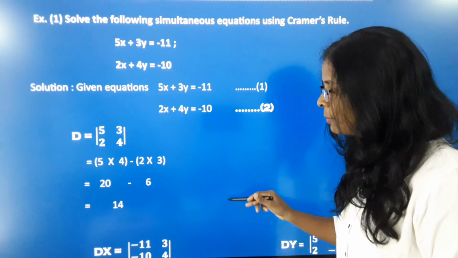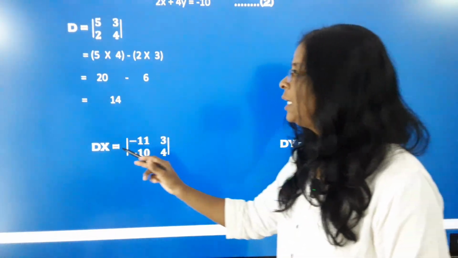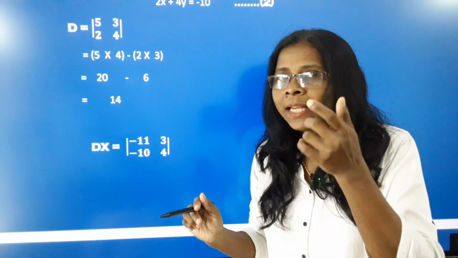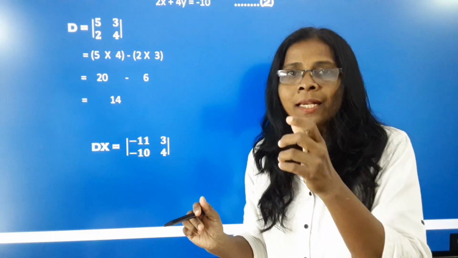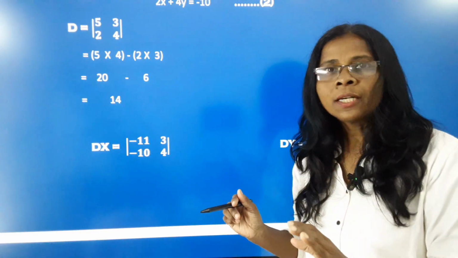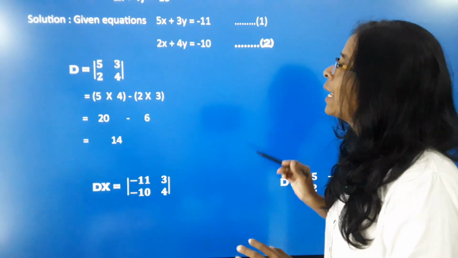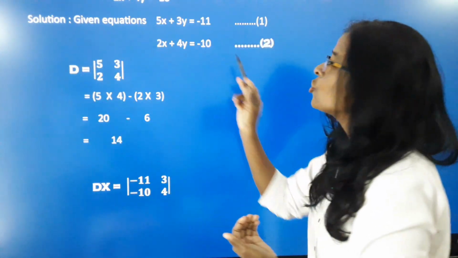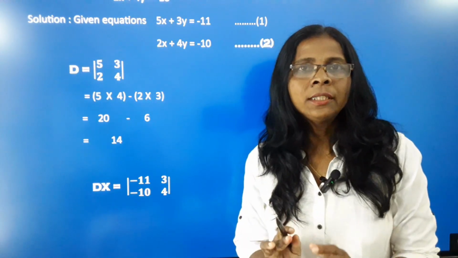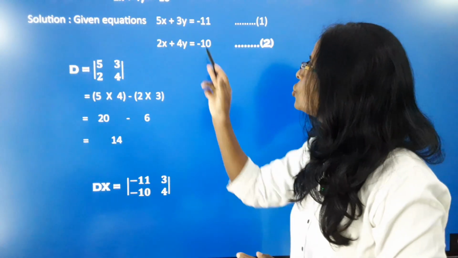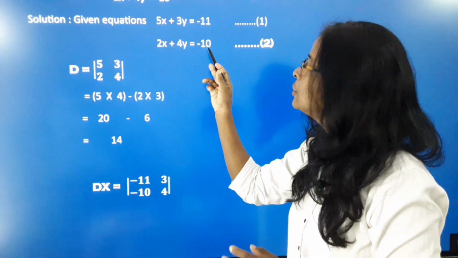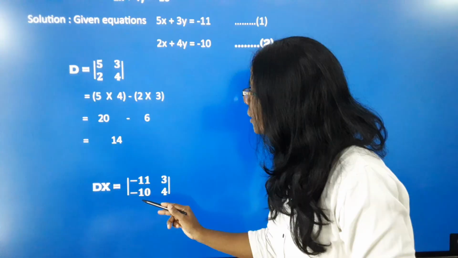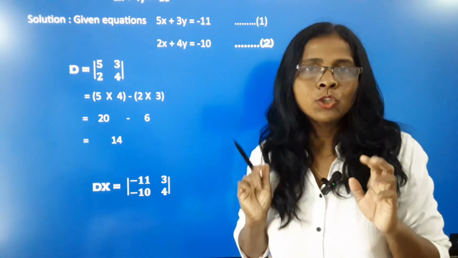Okay. Now the next step, that is finding out Dx. How can we find out Dx? Dx means the variable x, so we do not write the coefficient of x. In the place of the coefficient of x, we write the constants in the given equation. Here the constants are minus 11 for the first equation, minus 10 in the second equation. So minus 11, minus 10, write in the first column.